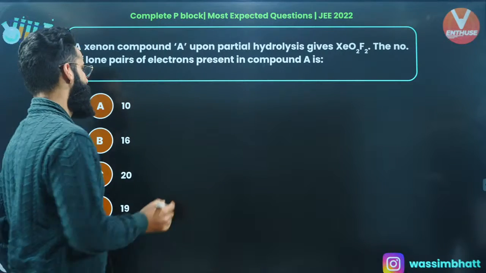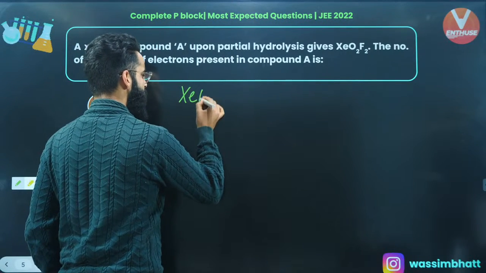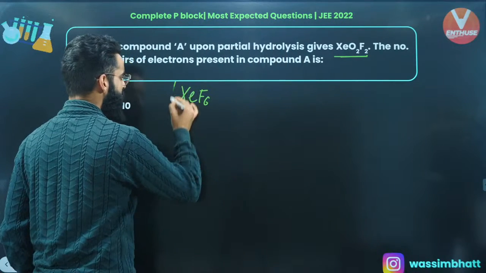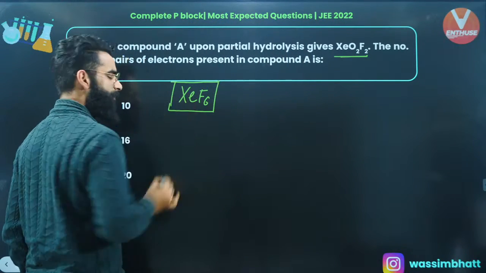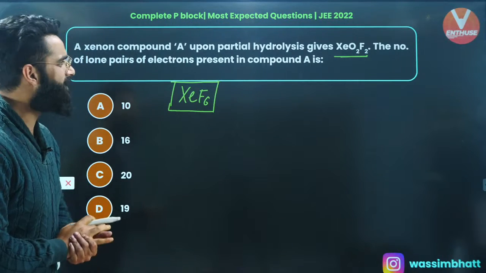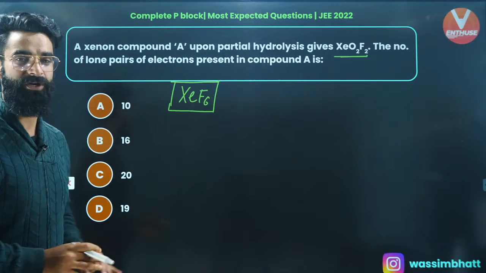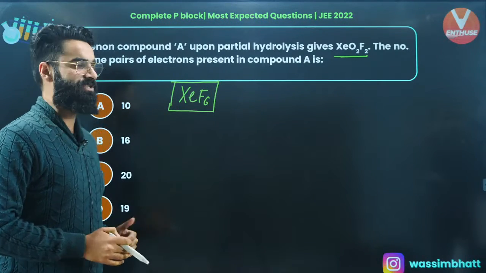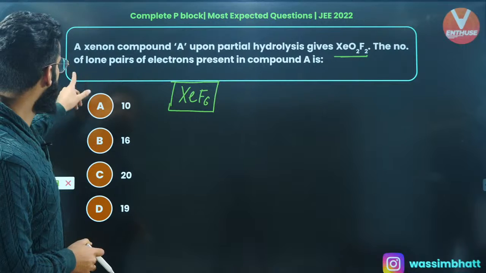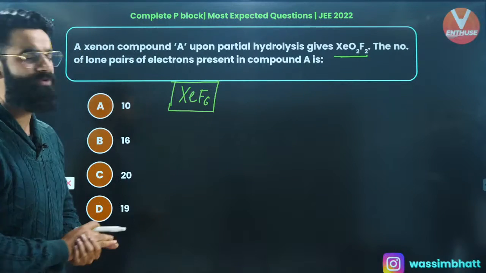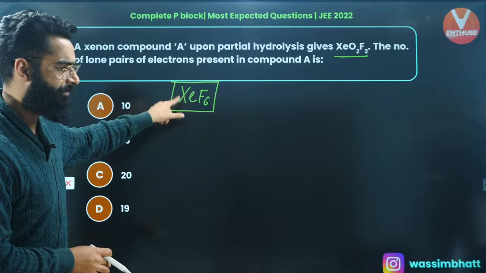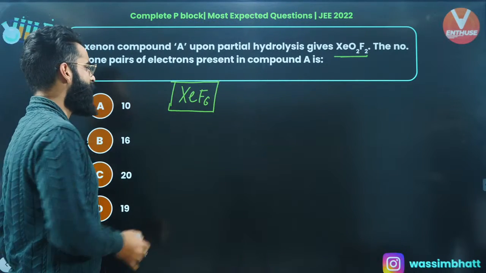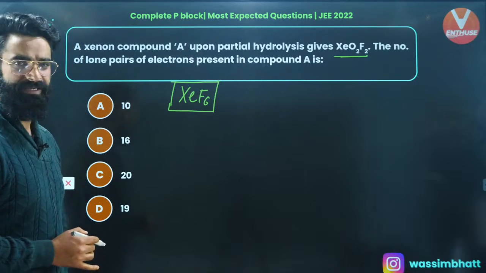First of all, let me tell you, it is basically XeF6 which upon partial hydrolysis gives XeO2F2, right? So the compound is basically XeF6 which upon partial hydrolysis is going to give us XeO2F2. Now as per the question, what am I supposed to do? I'm supposed to calculate the total number of lone pairs of electrons present in the compound A. I need to calculate the total number of lone pairs of electrons in this XeF6, right? Let's exactly have a look how many lone pairs are there in XeF6, right people?